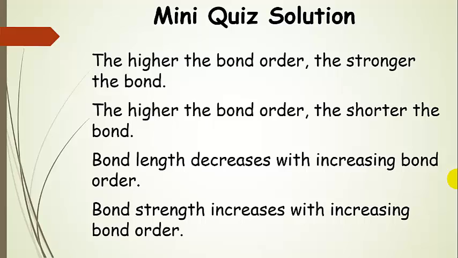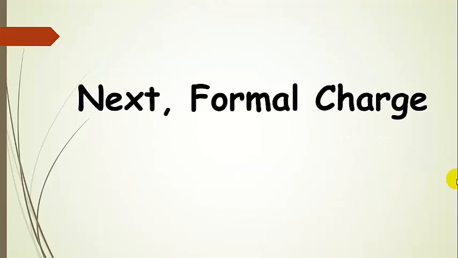So triple bonds are shorter than single bonds. Another way that you might have said it is that bond length decreases with increasing bond order. So again, bonds get shorter as the bond order increases, and bonds also get stronger as the bond order increases. Okay, so the next thing we're going to talk about is formal charge, and we will be ready to draw Lewis structures.